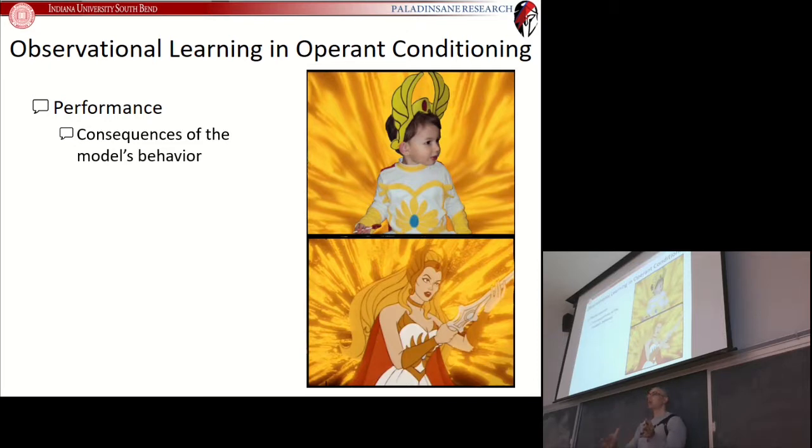Because of that, other people who are observing that are more likely to perform that behavior than if there were consequences to that behavior. So again, Shira's consequences were that her behaviors were reinforced. That made it much more likely that Isabella would also perform that behavior, not just acquire it. This time we're talking about performance.